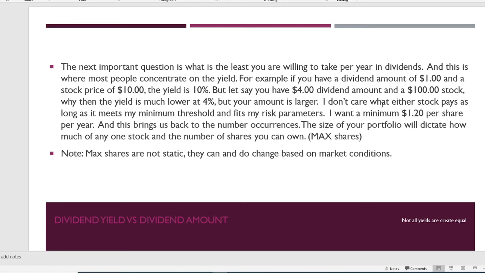I really don't care what the yield is, as long as the stock meets my minimum threshold and fits my risk parameters. I want, at a minimum, $1.20 per share per year. And this brings us back to the number of occurrences. The size of your portfolio will dictate how much of any one stock and the number of shares you can own, max shares. Note, max shares are not static. They can and do change based on market conditions.